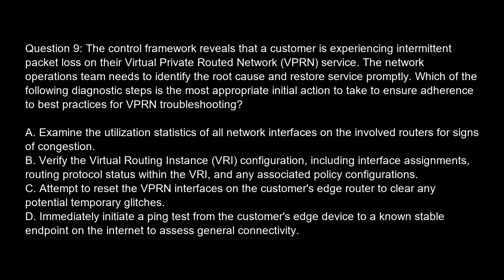Examine the utilization statistics of all network interfaces on the involved routers for signs of congestion. Option B. Verify the virtual routing instance (VRI) configuration, including interface assignments, routing protocol status within the VRI, and any associated policy configurations. Option C. Attempt to reset the VPRN interfaces on the customer's edge router to clear any potential temporary glitches. Option D. Immediately initiate a ping test from the customer's edge device to a known stable endpoint on the internet to assess general connectivity.